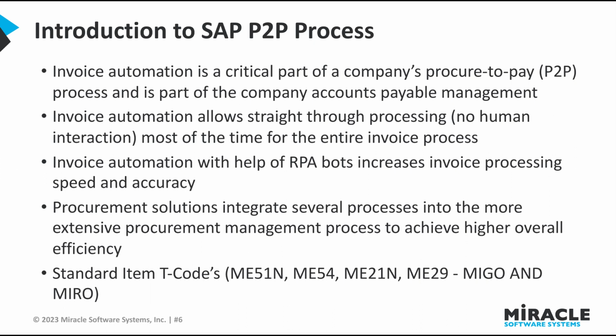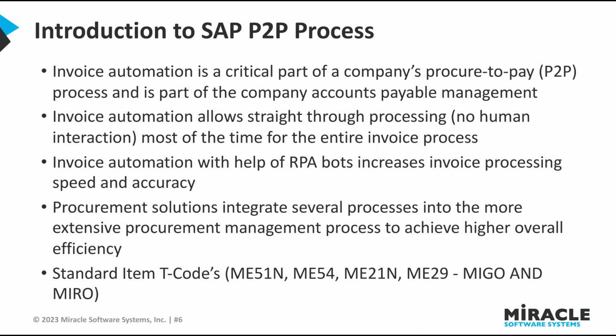Invoice automation is a critical part of a company's procure-to-pay process and is part of the company's accounts payable management. Invoice automation allows straight-through processing most of the time for the entire invoice process. Invoice automation with the help of RPA bots increases invoice processing speed and accuracy. Procurement solutions integrate several processes into the more extensive procurement management process to achieve higher overall efficiency.